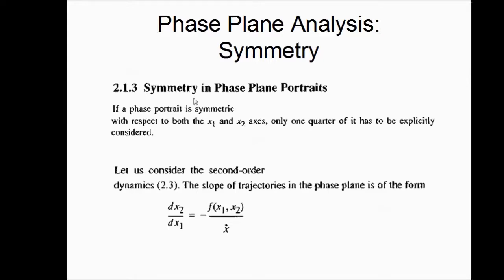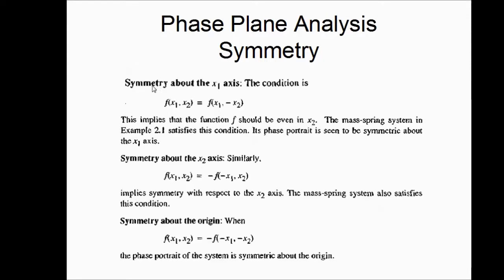Symmetry elements of the function allow simplification of the phase portrait drawing procedures. So if I look at this system, the symmetry elements of this function will simplify the phase portrait drawing procedures. So let's look at some symmetries of this. Symmetry about the x1 axis occurs when the function f satisfies this condition. A symmetry about the x2 axis occurs when the function satisfies this symmetry condition. This is symmetry about the origin.